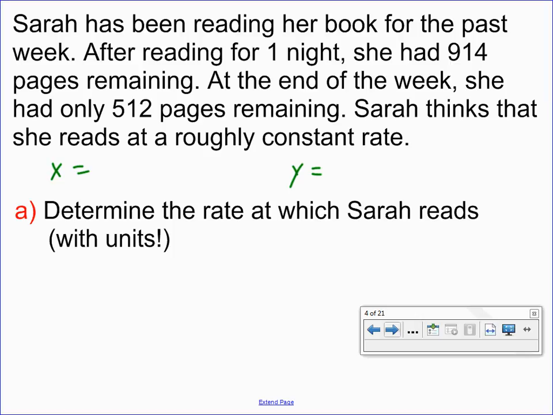So I'm going to let x be the number of nights spent reading. I'm going to let that be my x quantity. I'm going to let y be the number of pages remaining. It's important that we're not talking about the number of pages in the book. We're talking about the number of pages remaining.